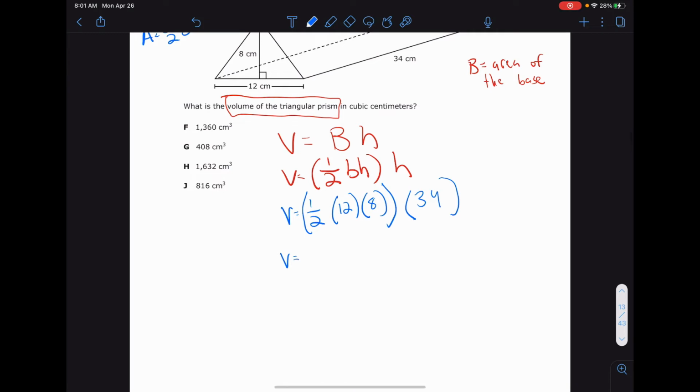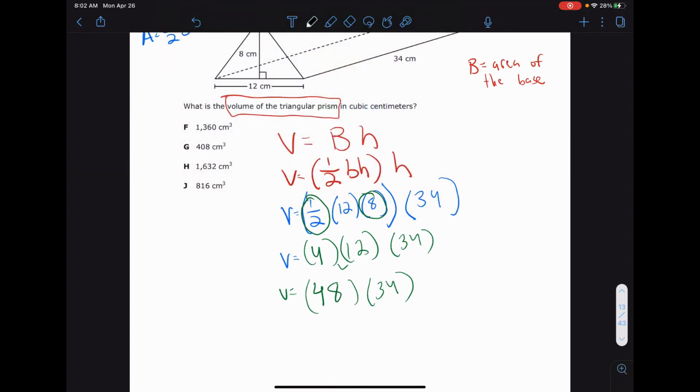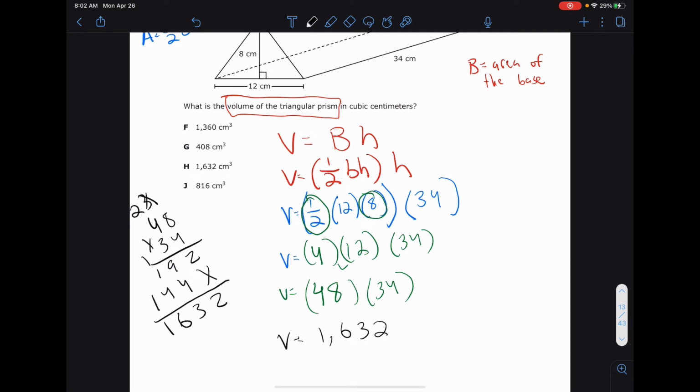So let me do the inside. 1 over 2, 12 times 8. If you wanna make it easy, se lo quiero hacer más fácil. Divide 8 by 2, that is 4, times 12 times 34. 4 times 12 is 48. And then you just multiply. 48 times 34. My volume is 1,632 centimeters cubed.